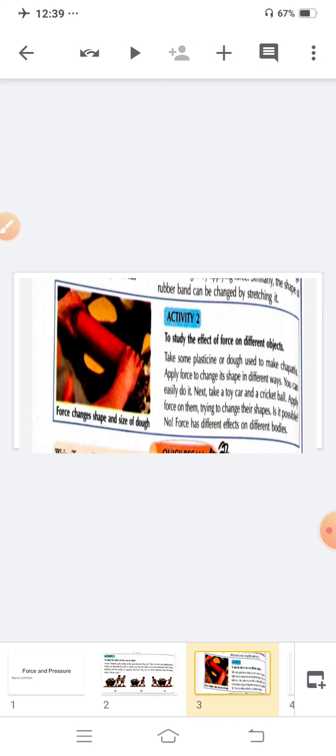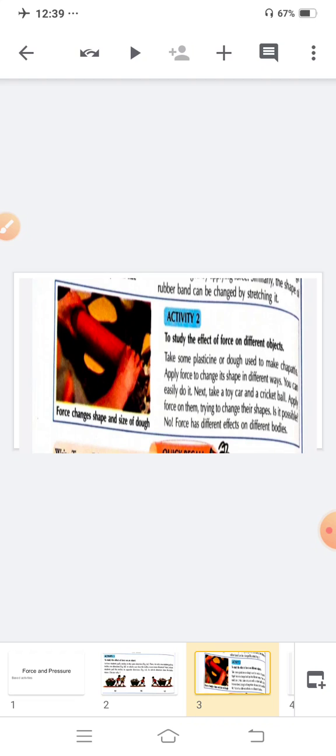Is it possible? No, because that body is rigid. So it is not compulsory that by applying force you can change the shape of any object. Clear? So force has different effects on different bodies. So these two are activities based on the effect of force.